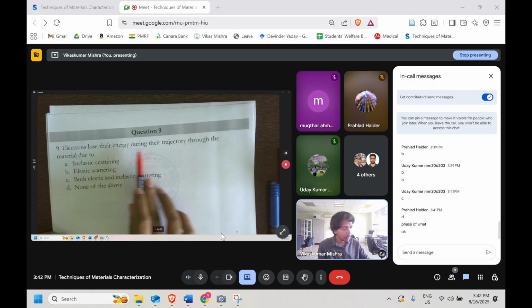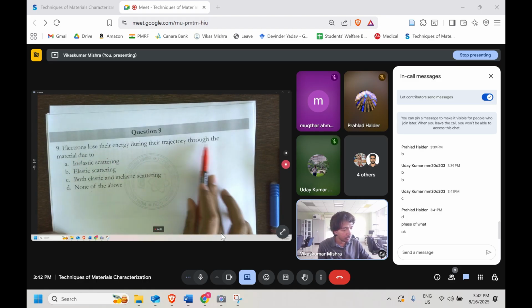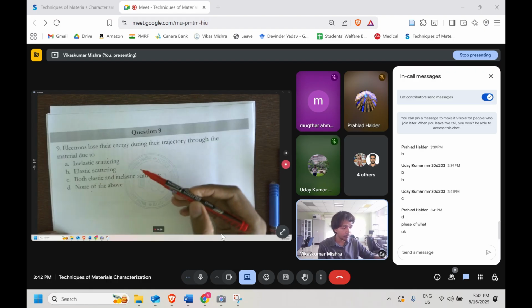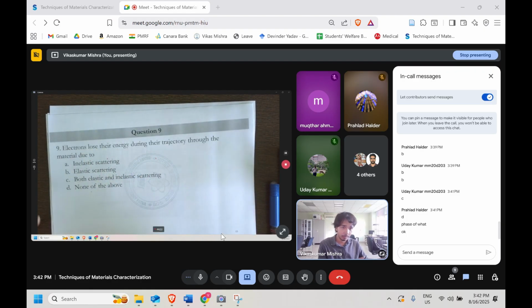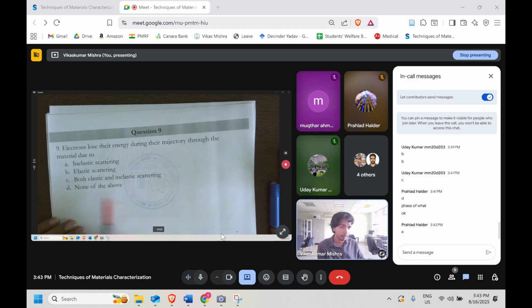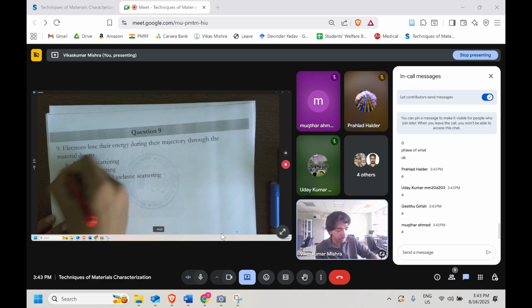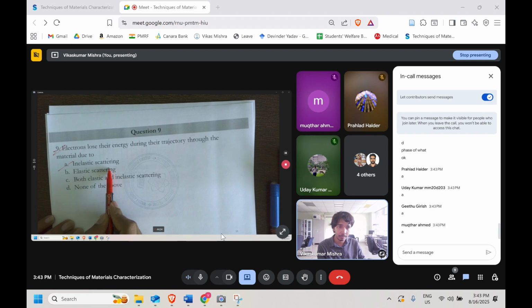Electrons lose their energy during their trajectory through the material due to. Now, the electron is losing energy. Why? Inelastic scattering, elastic scattering, both, or none of them. Very good, Prahlad, and very good, Uday, Gitu, yes. Option A is the right answer. It's due to the inelastic scattering. And very good, Ahmed. That's good.